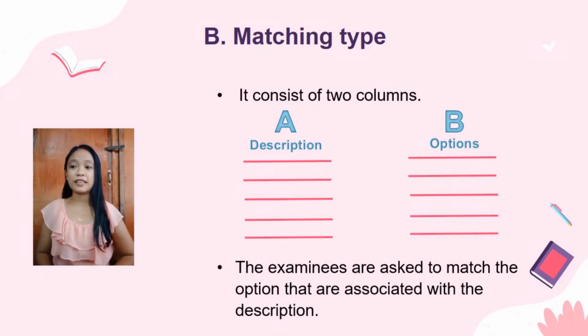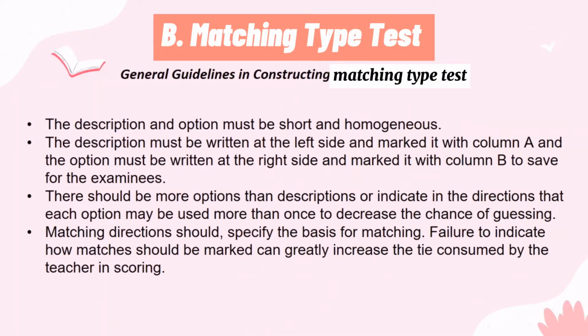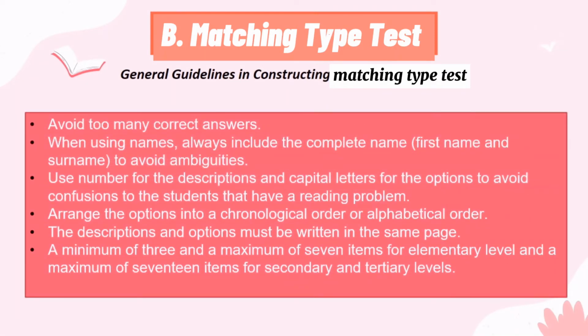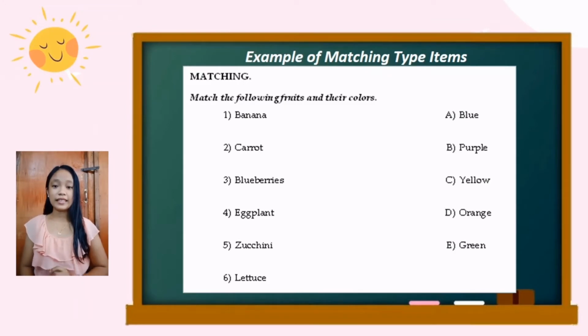The second type of selection type items. Matching type items consist of two columns. Column A contains the descriptions and must be placed at the left side, while column B contains the options and must be placed at the right side. The examinees are asked to match the options that are associated with the descriptions. Here are the guidelines in constructing matching type of tests. And this is an example of a matching type test.